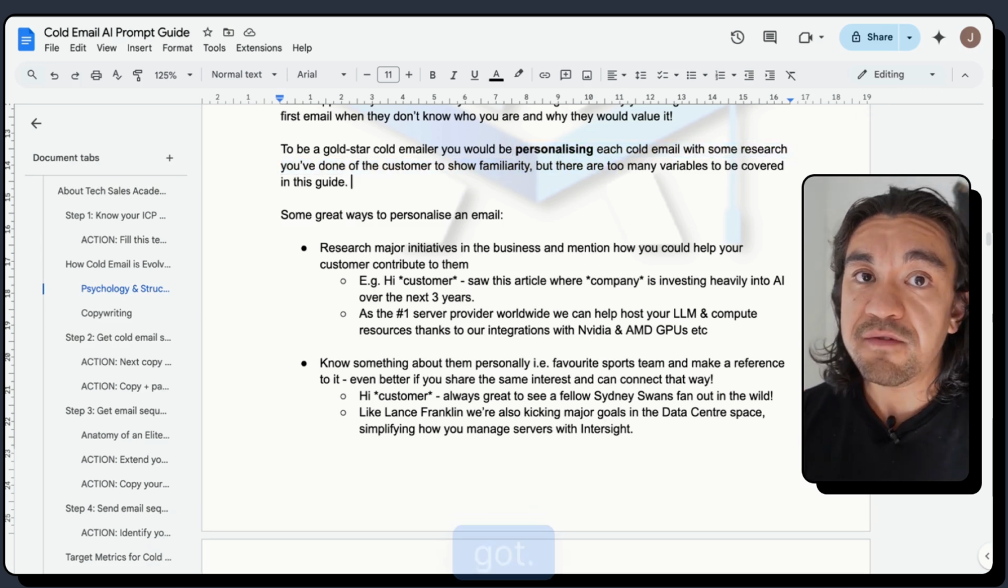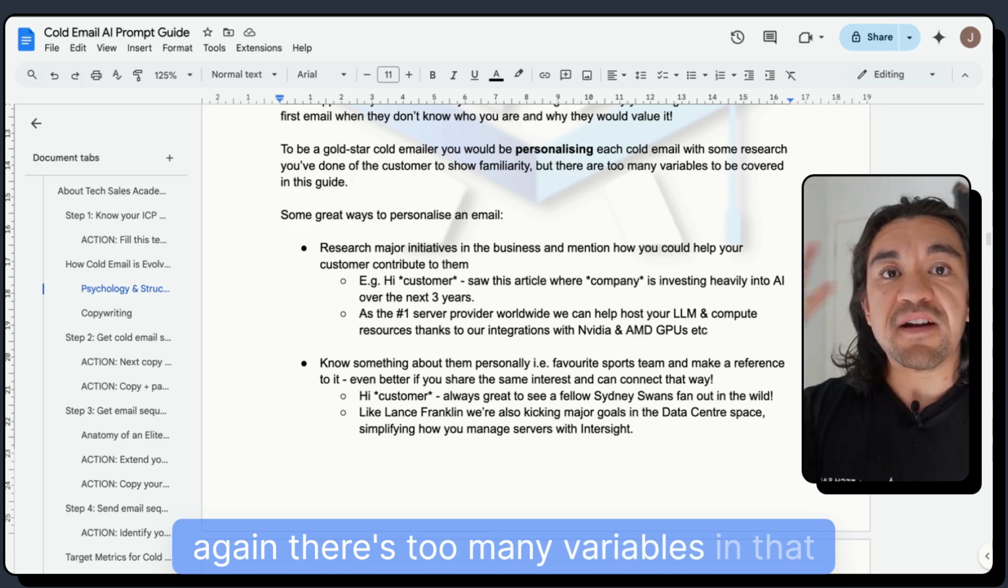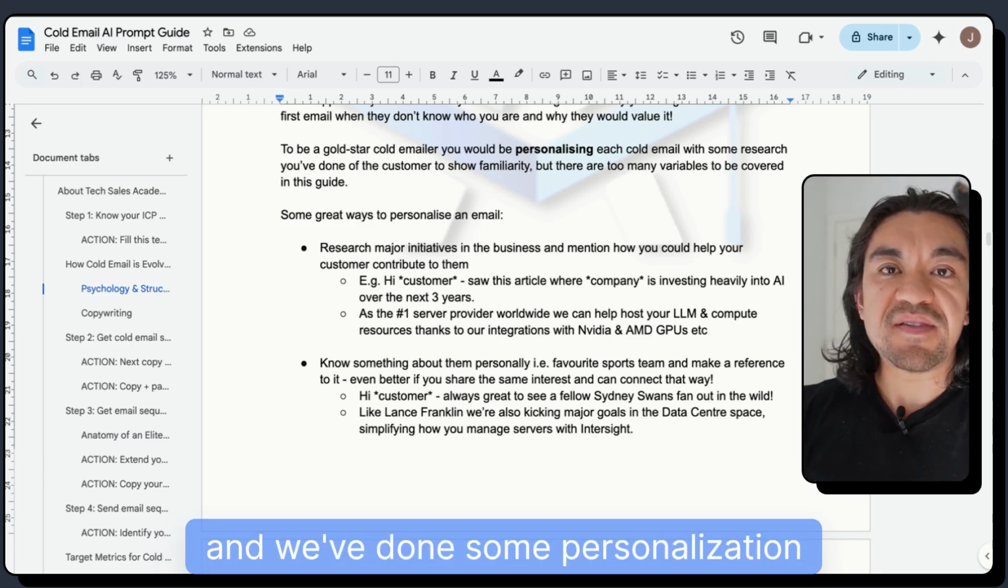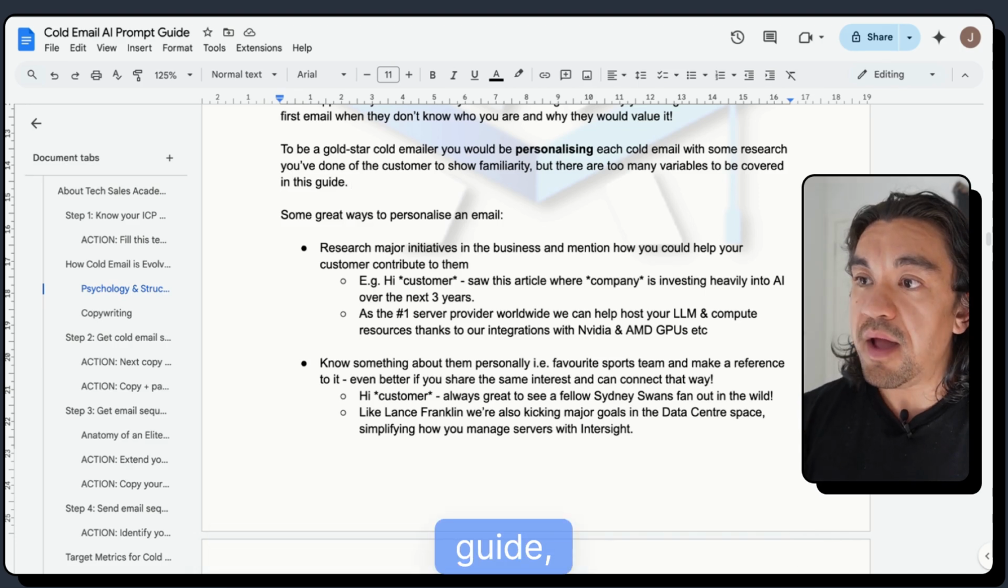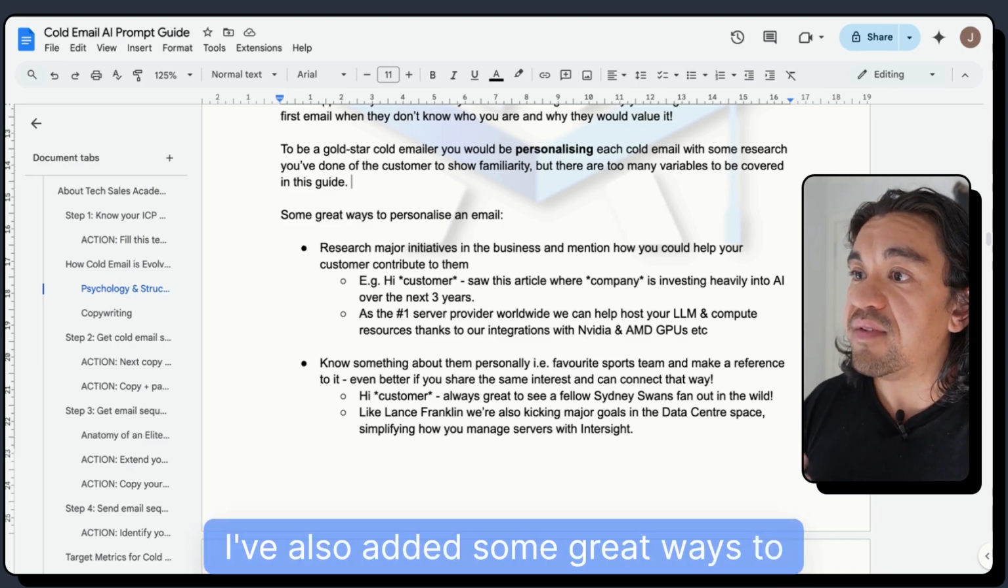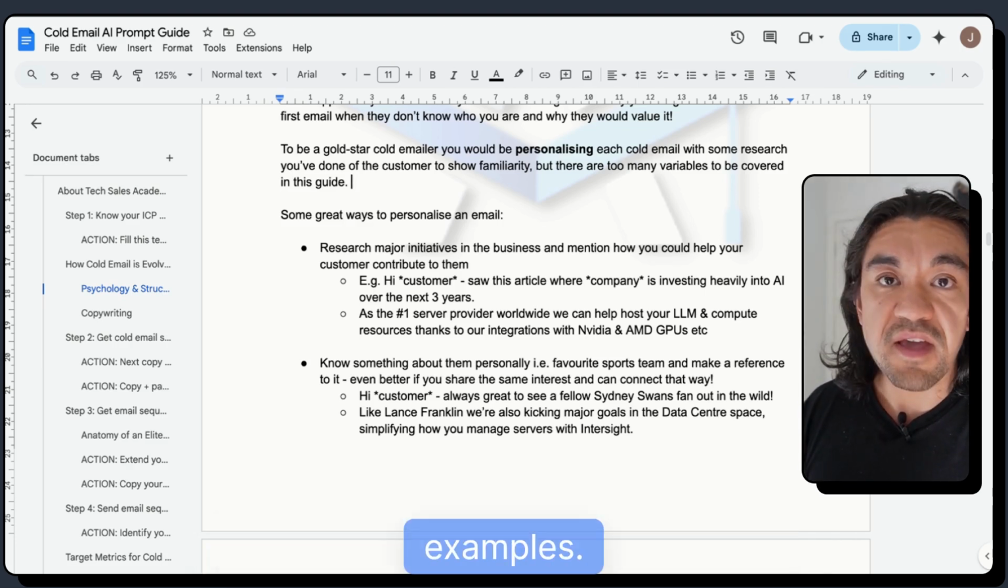Okay. Now, ideally, you want to be personalizing a cold email with some in-depth research, especially for key customers that you've got. But again, there's too many variables in that, and we've done some personalization through the prompts and the psychological tips that we've put in this guide. I've also added some great ways to personalize that email and some examples.